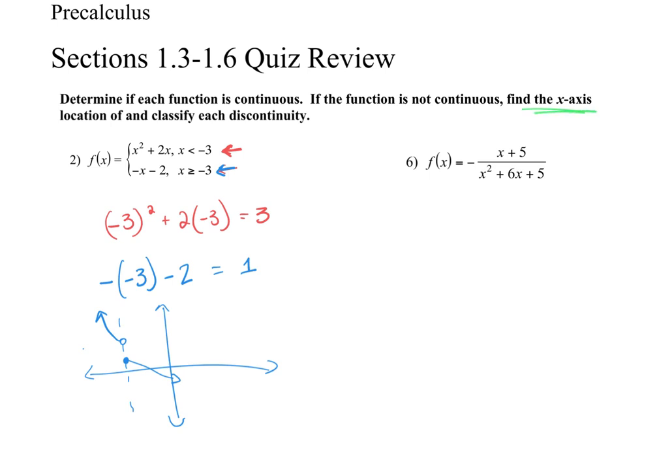Find the x-axis location of that discontinuity and classify it. So you're going to say jump. It's a jump discontinuity at x equals -3, right there at that point where we had a problem.